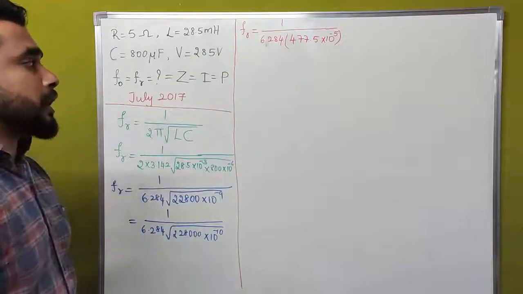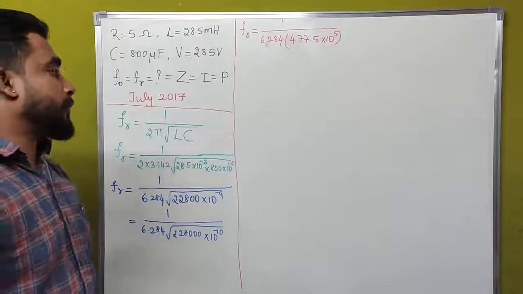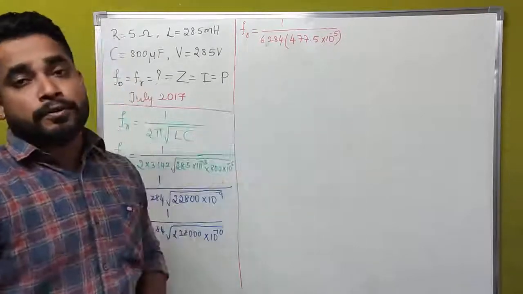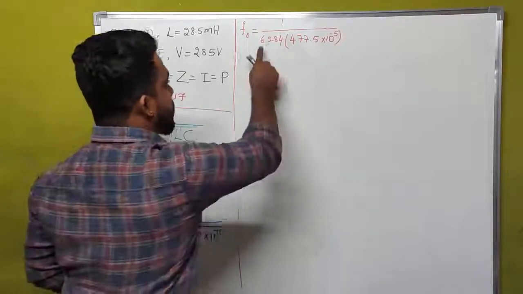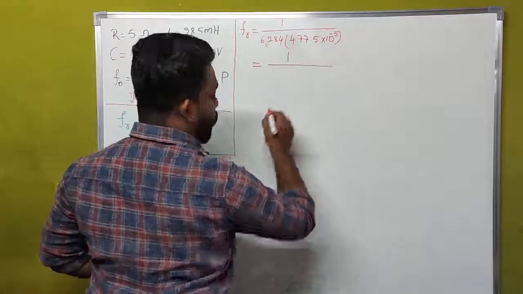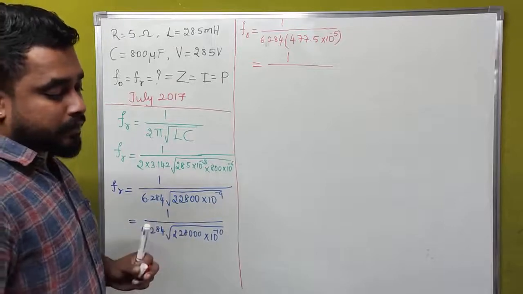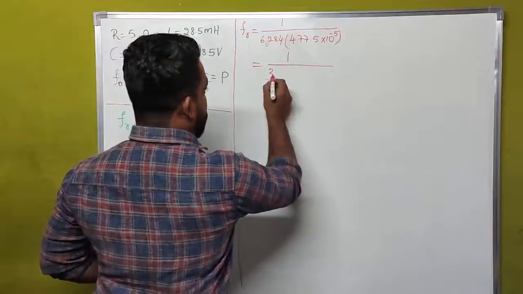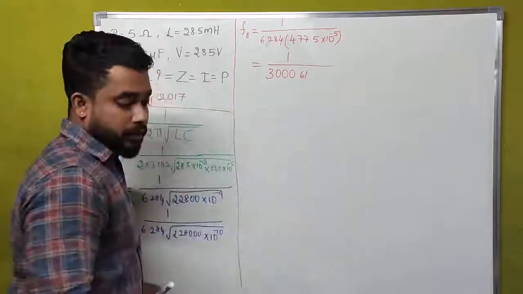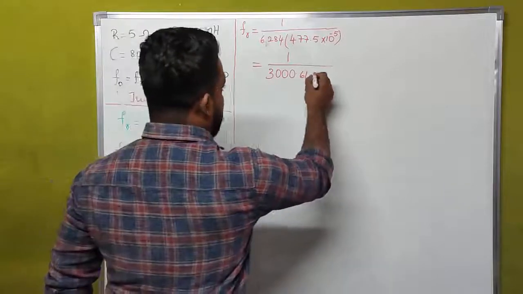The square root of 2,28,000 is 477.5, and the square root of 10 to the power of minus 10 is equal to 10 to the power of minus 5. Then again, if you multiply these two terms, what will we get? Fr is equal to 1 over 6.284 into 477.5, which is equal to 3,000.61 into 10 to the power of minus 5.